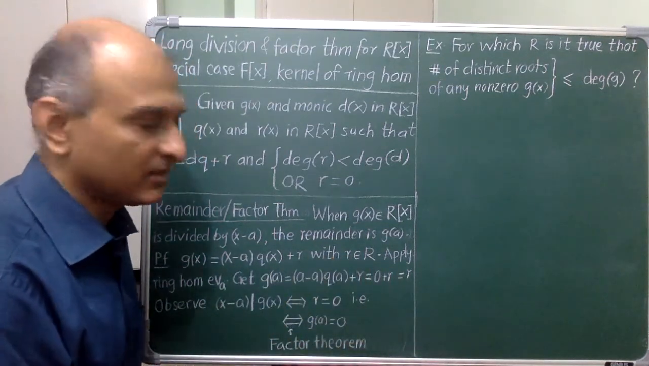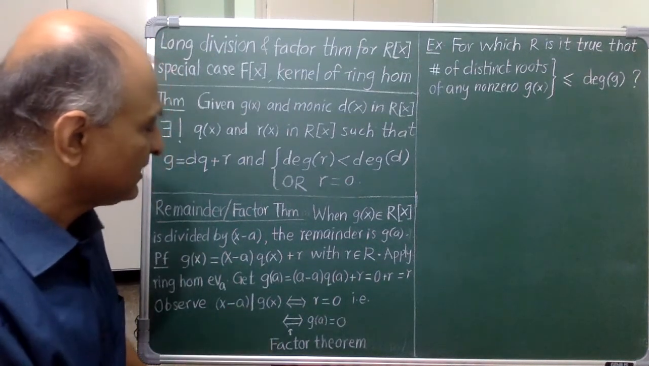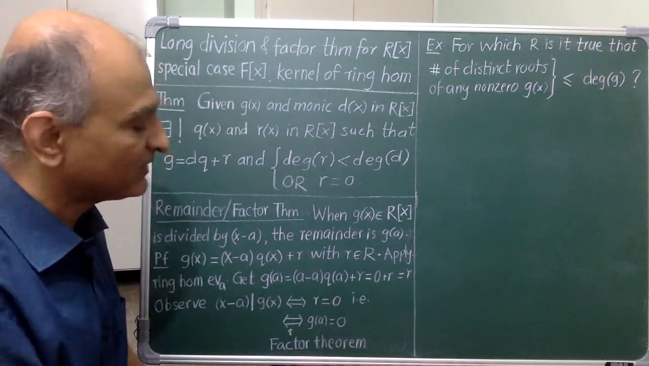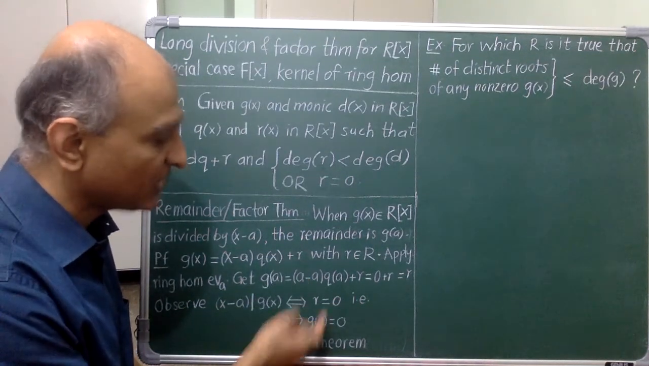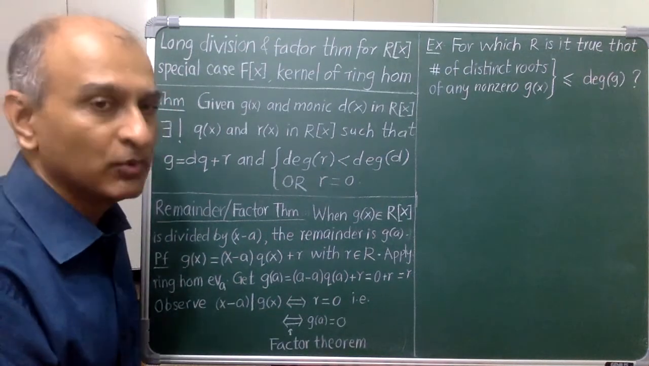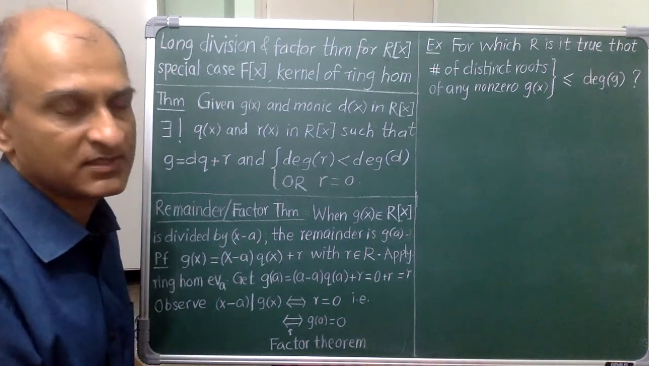For the factor theorem, note that x minus a dividing g of x is exactly the same as saying that the remainder r is 0. But the remainder is precisely g of a, as we saw earlier, and this gives me the factor theorem. Both of these theorems, especially the factor theorem, are going to be very important for us.